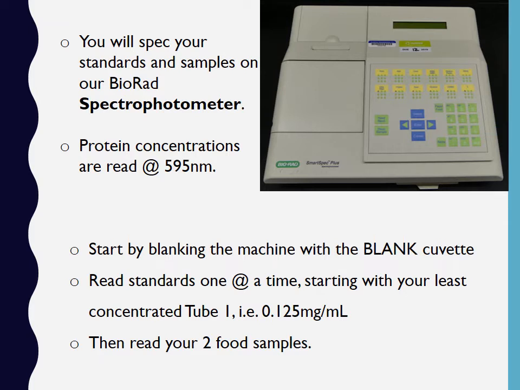Also very important, when you are doing this, you are placing the entire cuvette into the machine so that the light can pass through your sample and the absorbance be read. Please do not pour your samples into the machine, as this will destroy it. Actually place the entire cuvette into the machine. I only say this because I have watched it happen and I don't want it to happen to you. Okay? So again, blank your machine, run all your standards first, least concentrated to most concentrated, then read your 2 food samples.